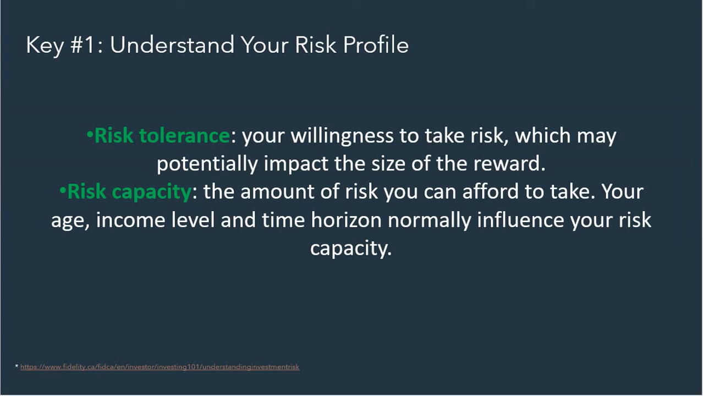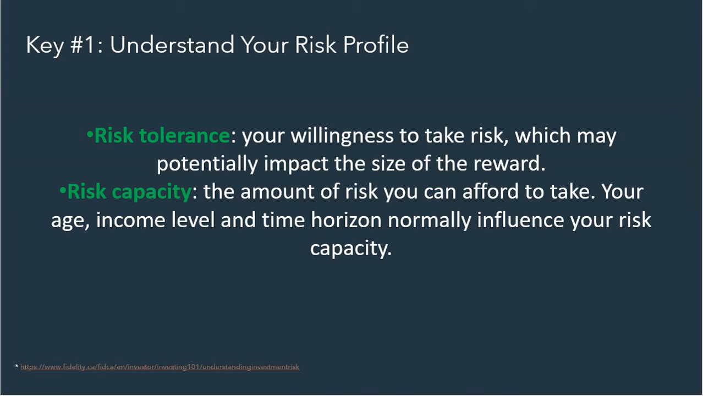Understanding your risk means that you understand different types of risk. There's risk tolerance, which is your willingness to take risk, which may potentially impact the overall size of the reward. So the more risk you take, the more reward you get. And then risk capacity, which is the amount of risk you can afford to take. It's based on your income, your age, and the time horizon.